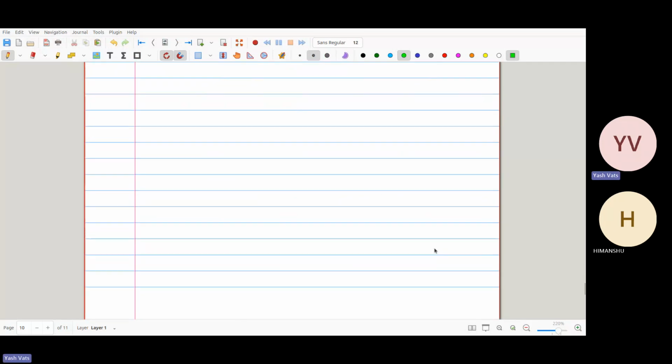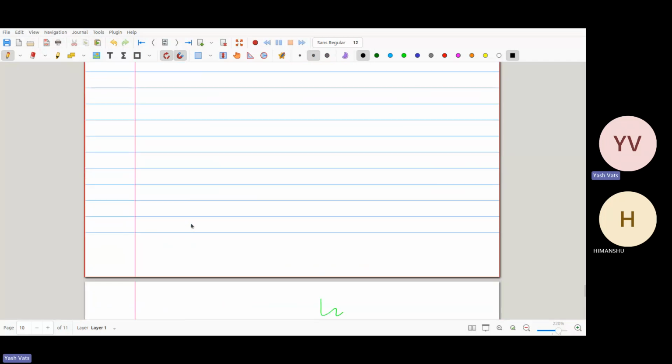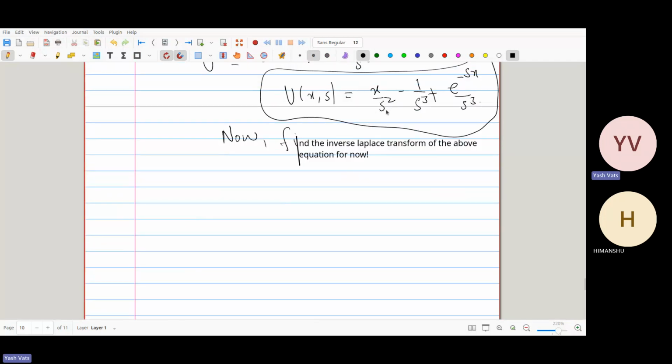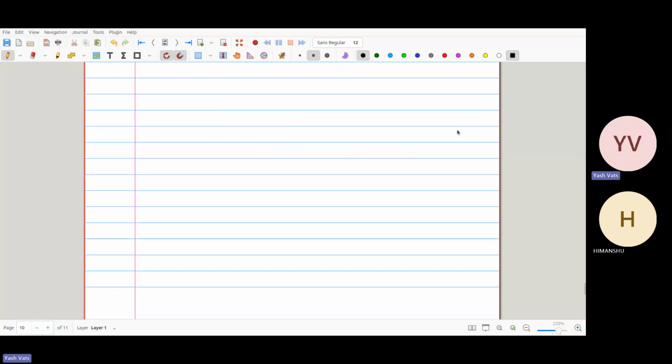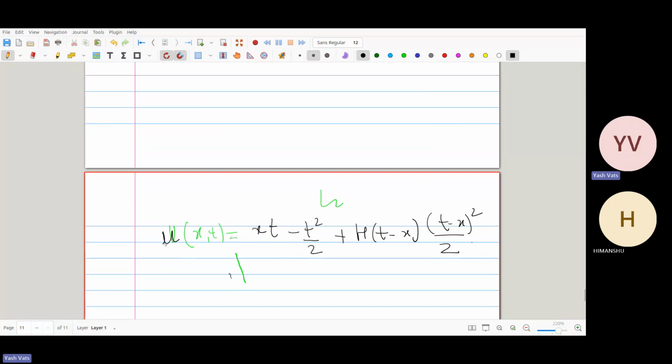Okay, so U(x,s) is this. Then after finding the inverse Laplace transform, you get small u(x,t). So small u(x,t) is what? What do you get? So what is the inverse Laplace transform of x by s squared, 1 by s cubed, and this one? So I just write it as this: xt minus t squared by 2 plus H(t minus x) times (t minus x) whole square by 2, where H is the Heaviside function.